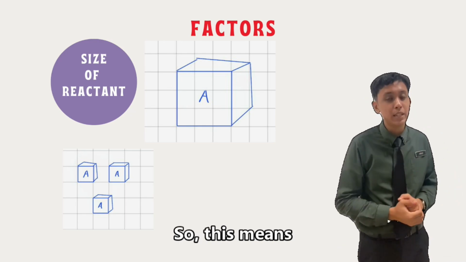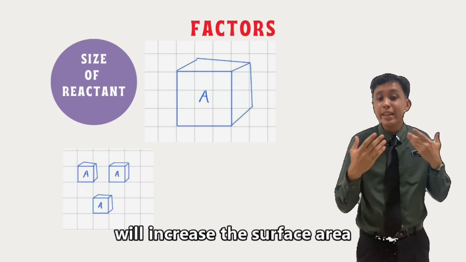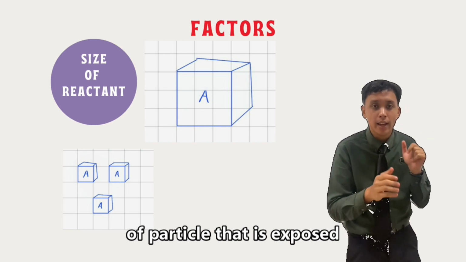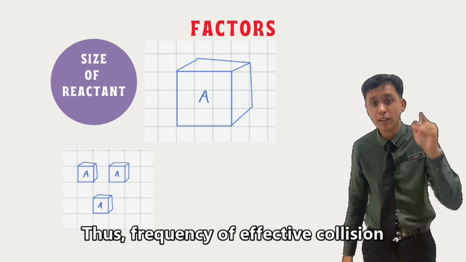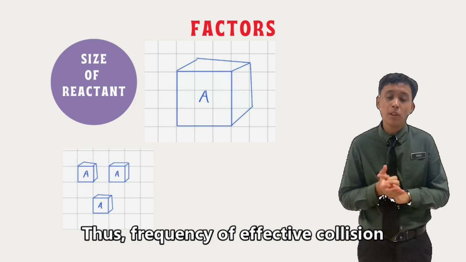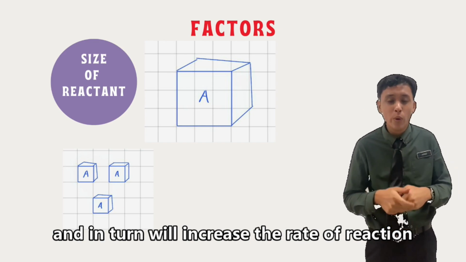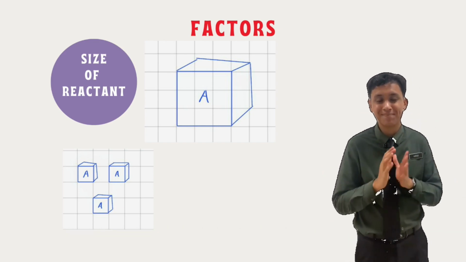So this means decreasing the size of the reactant will increase the surface area of the particle that is exposed to particle collision. Thus, the frequency of effective collision will increase, and in turn will increase the rate of reaction.